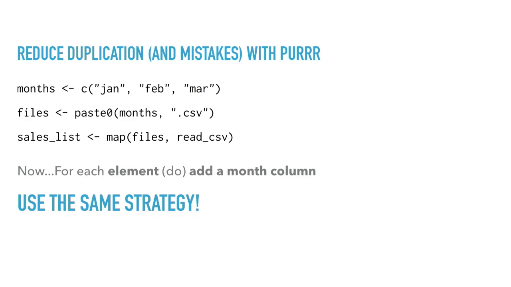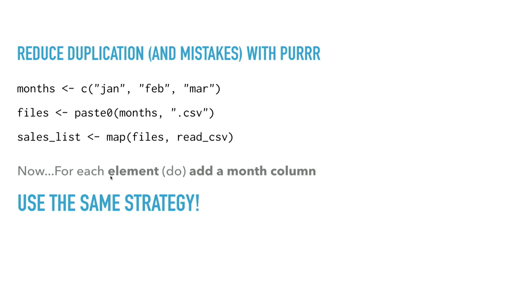We can already do a lot of that task with what we know about purrr so far. I'm going to create a months vector. It just has the names of those months. And I'm going to create those file names by tacking on a .csv with paste0. And then I can read all those files in just using map. So files is now just these character strings jan.csv, feb.csv, and march.csv. For each one of those file names, apply read_csv. And then sales_list is going to be this list of those 3 data frames. So it's a list with 3 elements. Each element is a data frame.